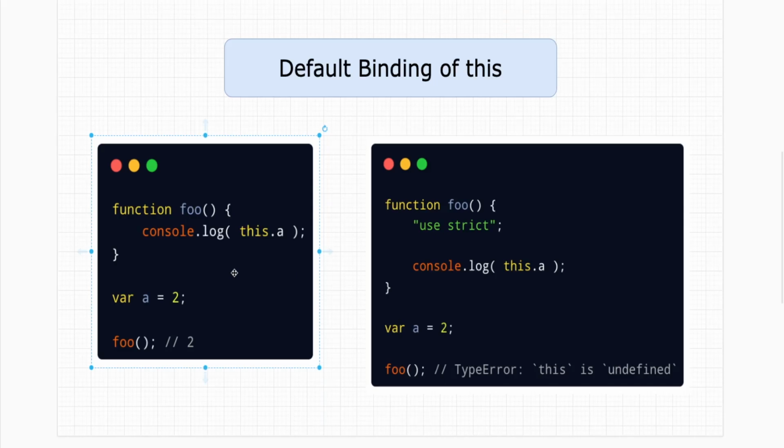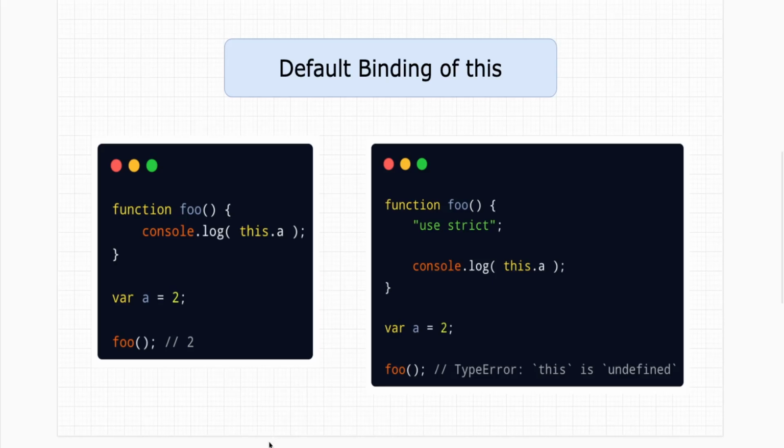Okay, so if you are running the code in strict mode, the value of this in the default binding is going to be undefined, and when you call undefined.a, the JavaScript engine will yell at you with a type error: you are not able to access a on undefined, correct? So this is how the default binding of this keyword works.